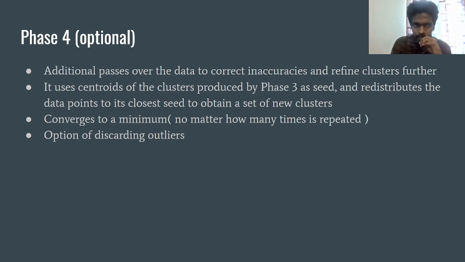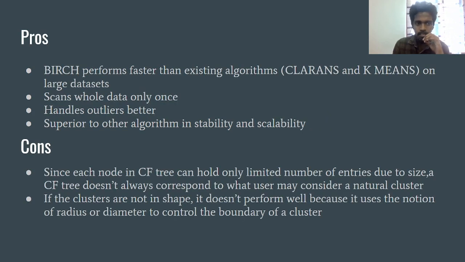Phase 4, which is again an optional phase, makes additional passes over the data to correct inaccuracies and refine clusters further. It uses the centroids of the clusters produced by phase 3 as seeds and redistributes the data points to their closest seed to obtain a set of new clusters. It converges to a minimum, no matter how many times it is repeated. Options of discarding outliers. And now let's talk about the pros and cons of BIRCH.